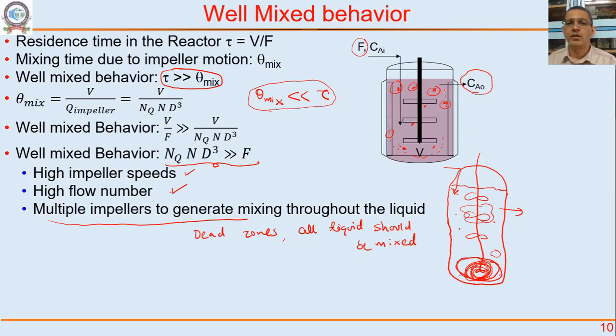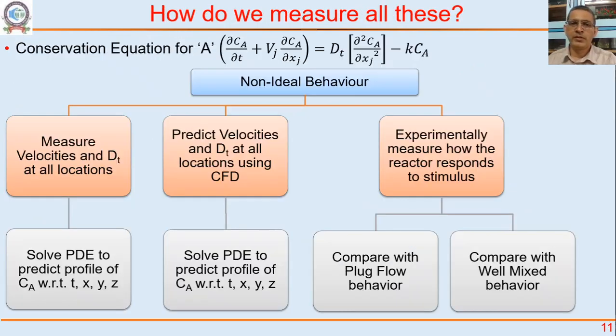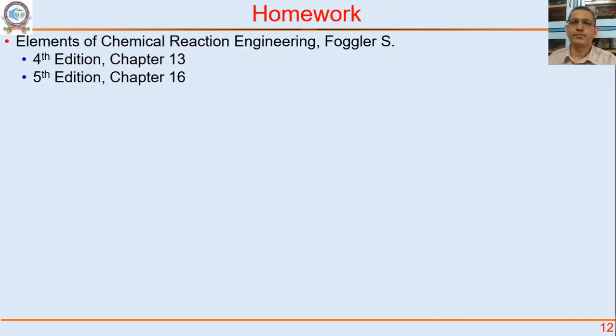Okay. Right? So this is what we are going to do in our subsequent lectures. Okay. If you want to just read up more, this is where we are. If you are referring to Fogler's book, we are on chapter 13 in the 4th edition. Corresponding chapter in the 5th edition is chapter 16.